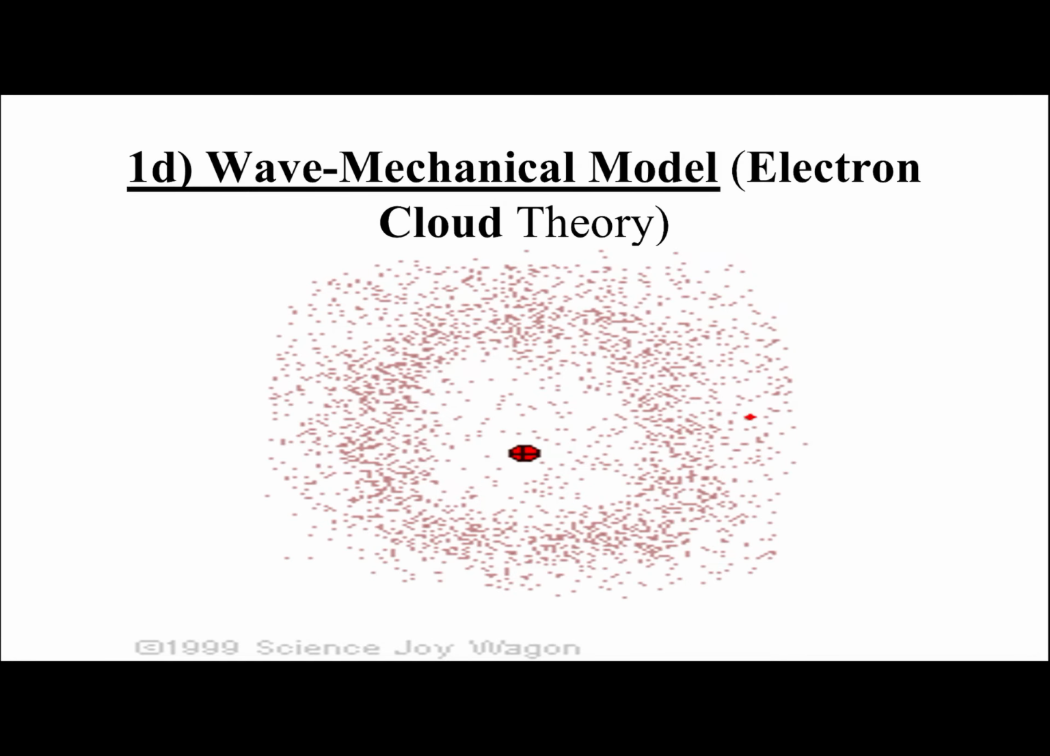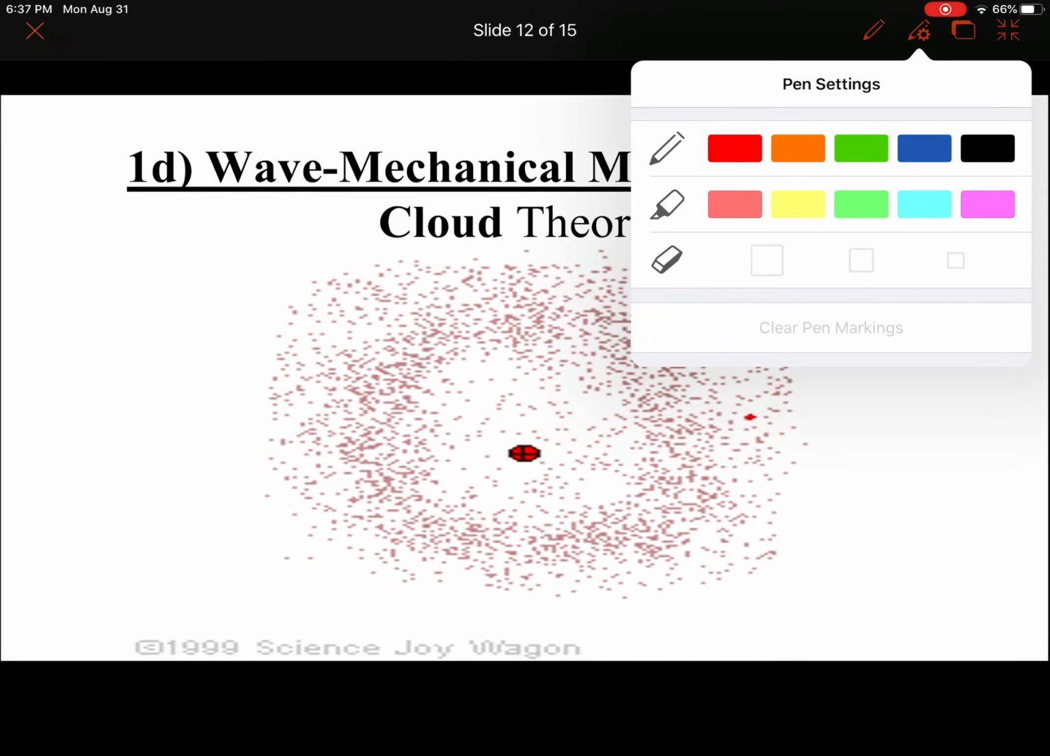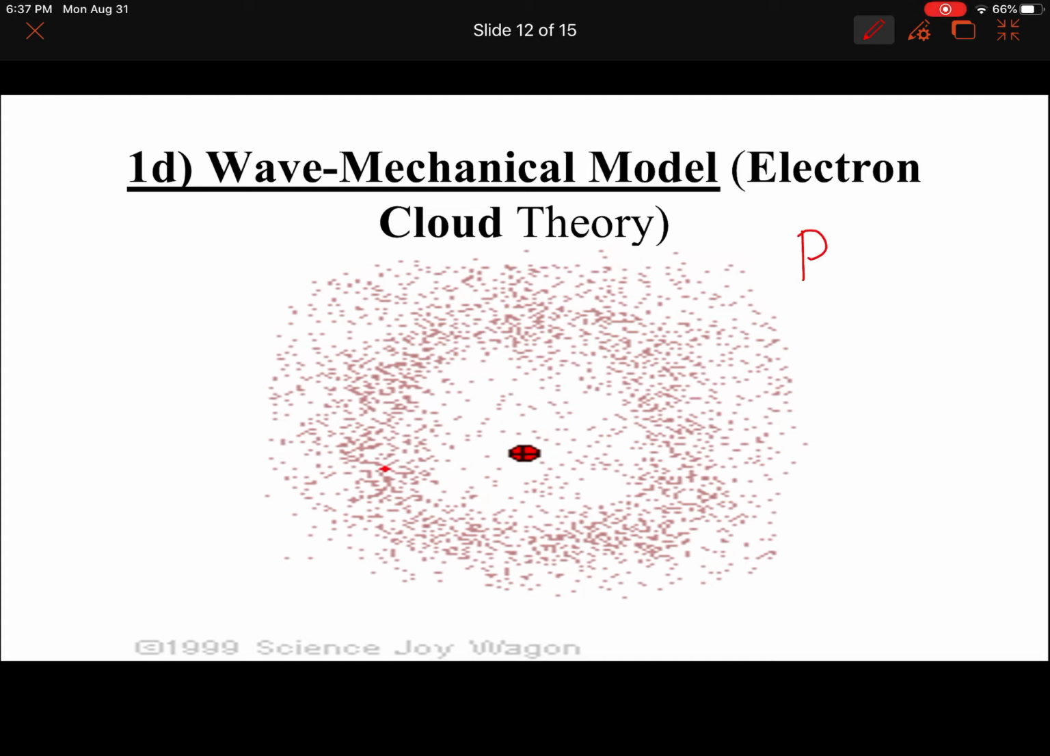And that brings us to the last theory, which is a modern theory called the wave mechanical model, which is basically the electron cloud theory. So in the middle of the atom, you notice that big red circle, and it has a positive charge. Well, which particles make up the nucleus? As I said before, the proton. According to Table O on our tables, protons have a positive charge. And the neutron.